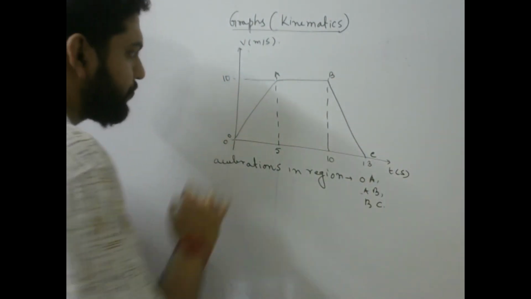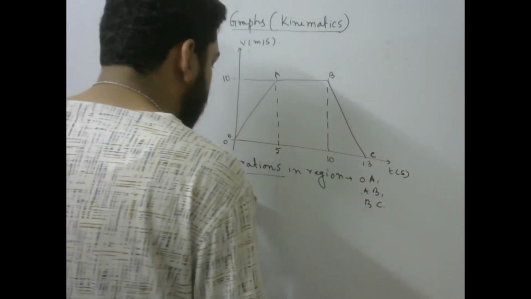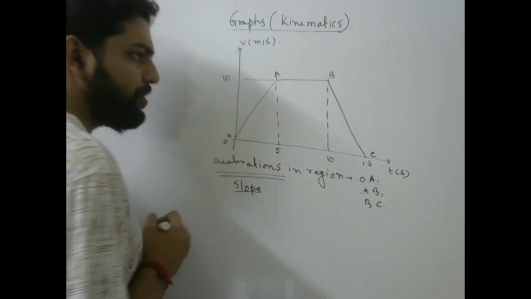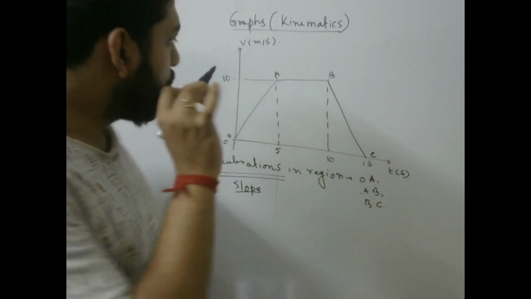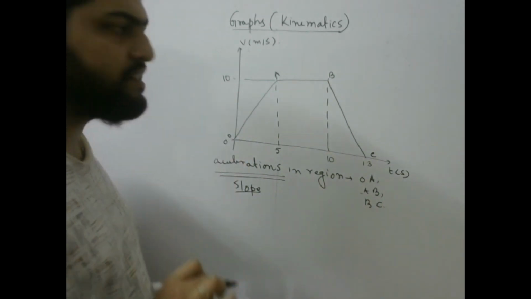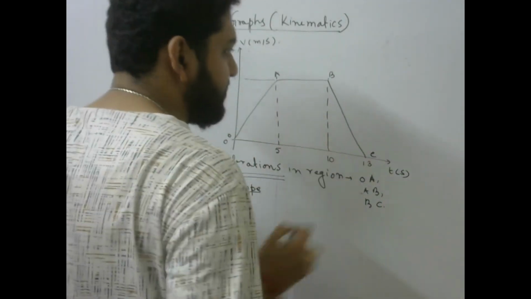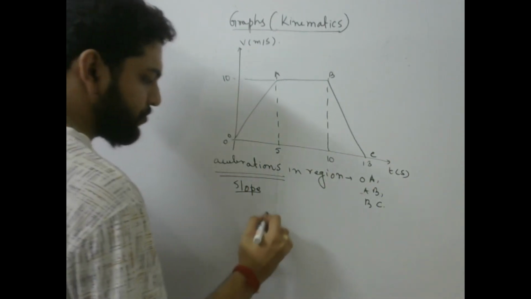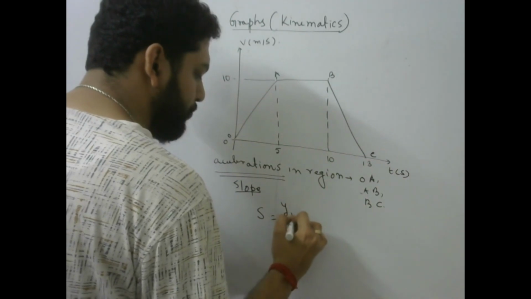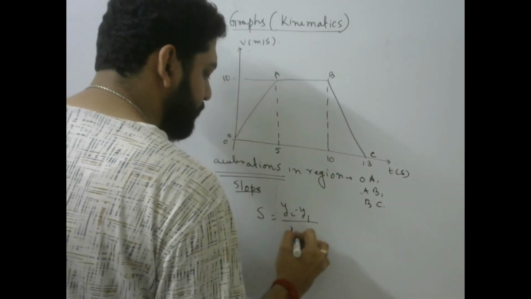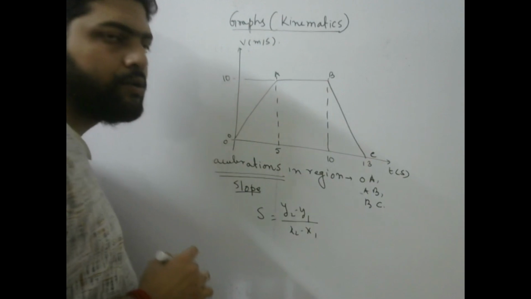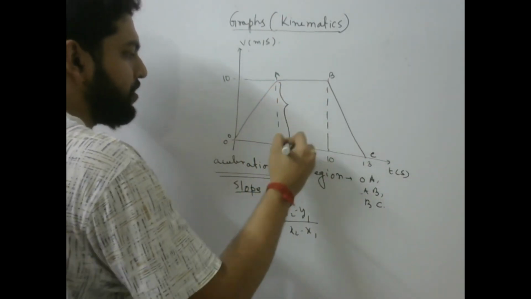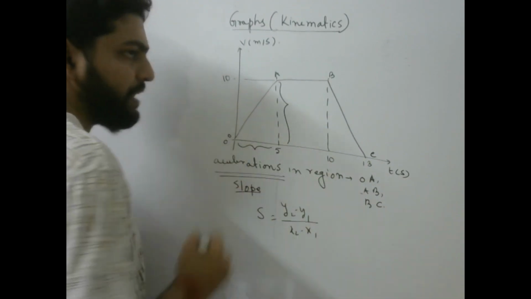So I told you from the velocity time graph, the acceleration can be calculated from the slope of the graph. So we need to calculate the slope in the regions OA, AB and BC, and that will give you the acceleration. The formula for the slope is y2 minus y1 by x2 minus x1. For physics, it's much easier. y2 minus y1 is the perpendicular and x2 minus x1 is the base.